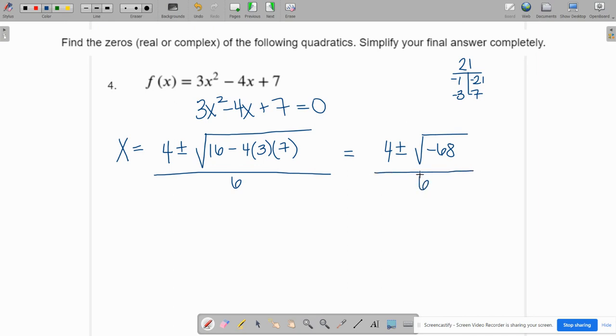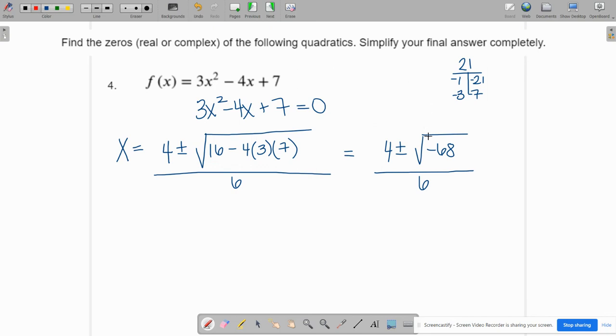If you were in Algebra 1 and you got a negative discriminant, you would have just stopped and said, okay, there's no zeros, no answer. But now that we are familiar with imaginary numbers, we are going to actually simplify that. So if we take that, we want to figure out the prime factorization of negative 68.